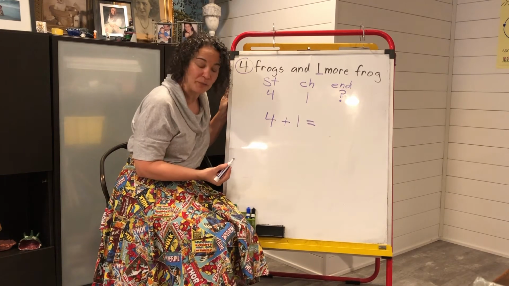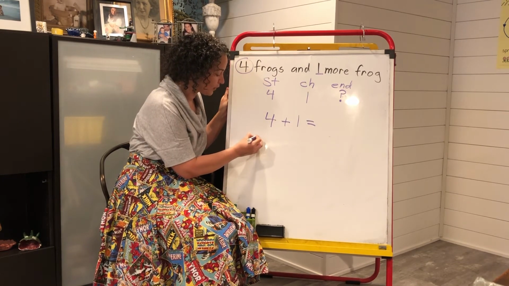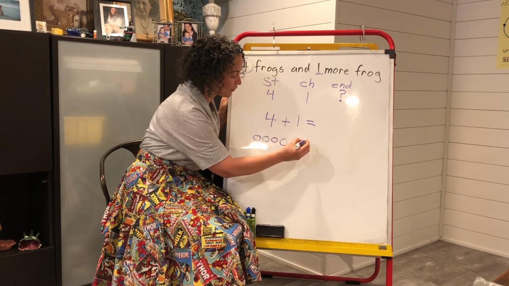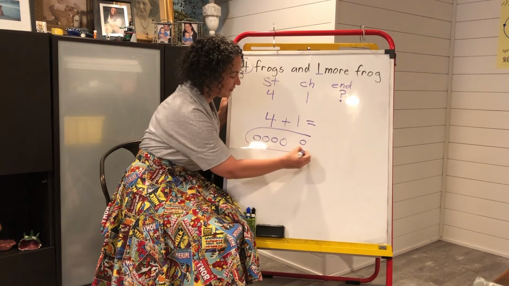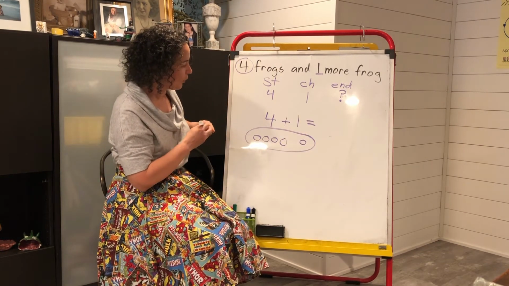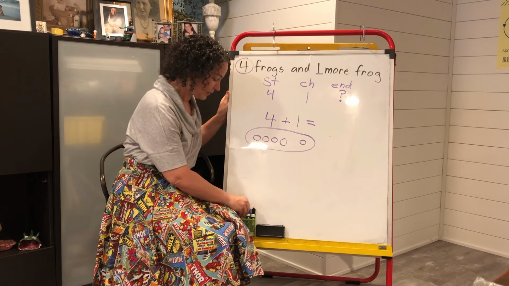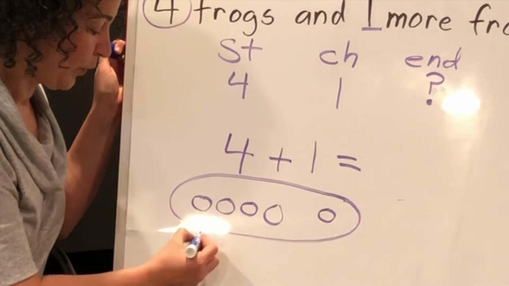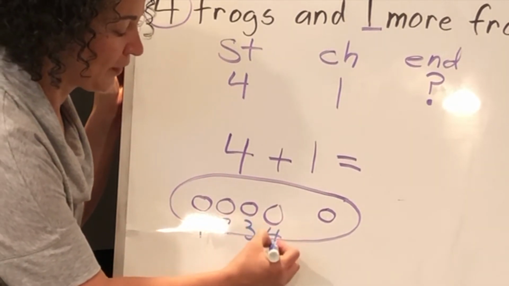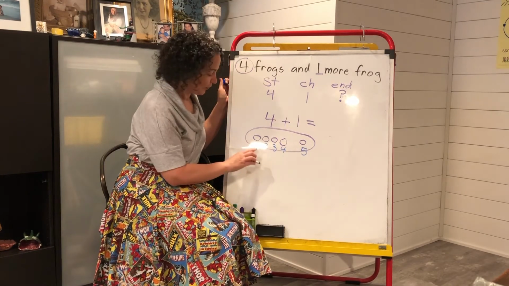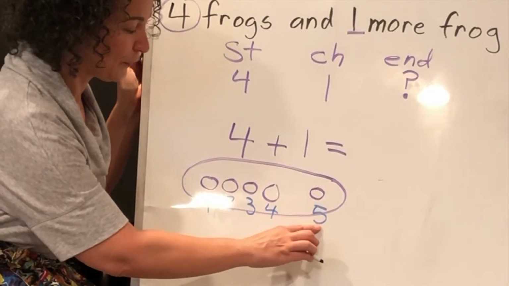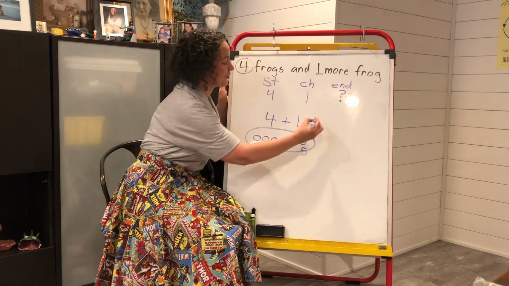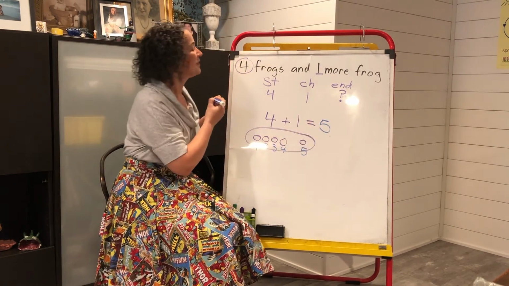So let's make our quick pick. Got 4, so I need 4 pictures. 1, 2, 3, 4, and I've got 1, so I need 1 picture. Let me put it together. And then, my friends, all I have to do is count it up. Ready to help me? Here we go. 1, 2, 3, 4, 5. Count it again, my friends. 1, 2, 3, 4, 5. So what's our sum? 4 plus 1 equals 5. Nice job, my friends. Nice job.